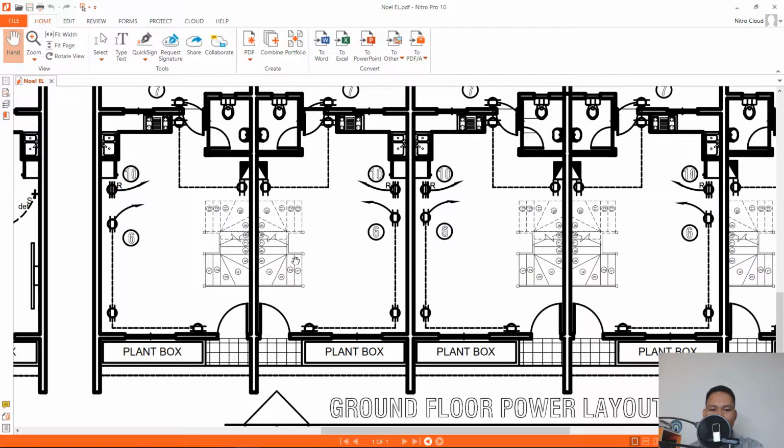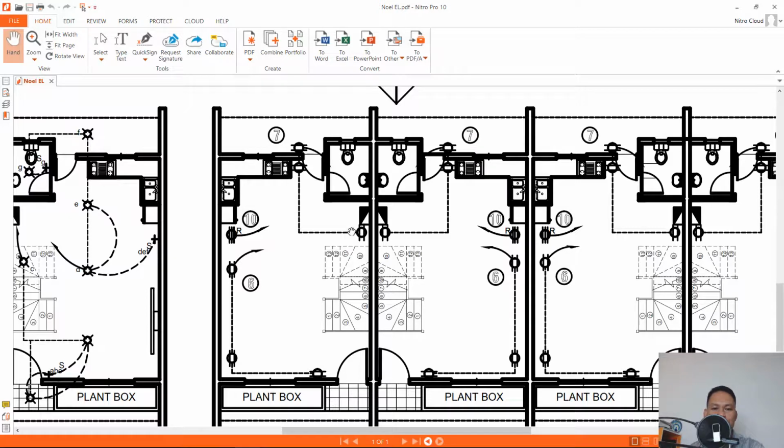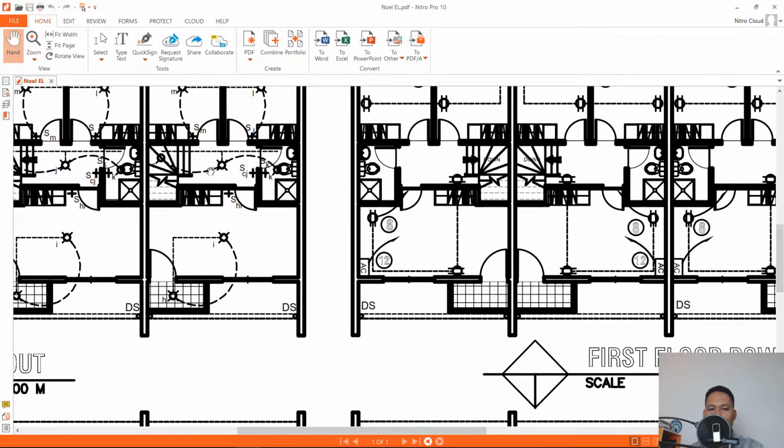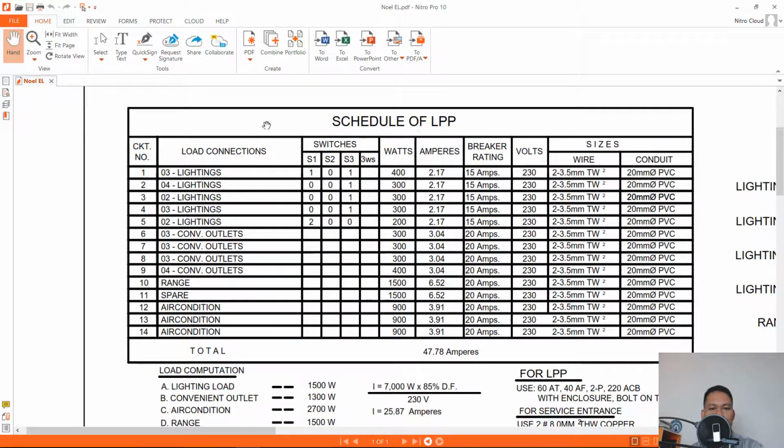Right, so welcome back, guys. Let's go first to the LPP right here. This is our schedule of LPP. This LPP is for one unit only, as you can see in the circuit number. We have circuit number one, lightings. If you go back to our previous video, we have one circuit, three lightings. So we have circuit two, four lightings. Right, and so on and so forth.